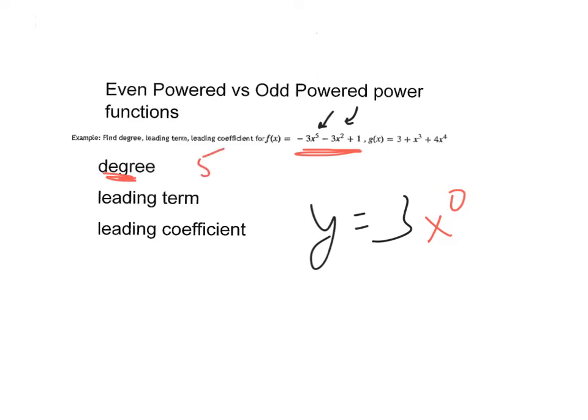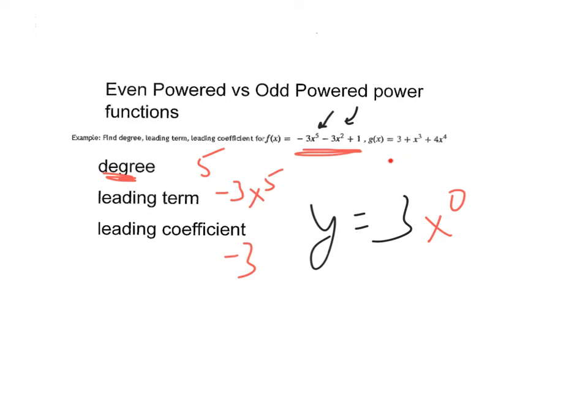I know the leading term is the term with the biggest exponent. And so here, because the biggest exponent is 5, I know that's the leading term. So the leading term for that will be negative 3x to the 5th. And that leading coefficient is the coefficient of that term. So that would be negative 3. Okay, so why this is important is the degree helps us determine what the function kind of looks like, and same with that leading term.